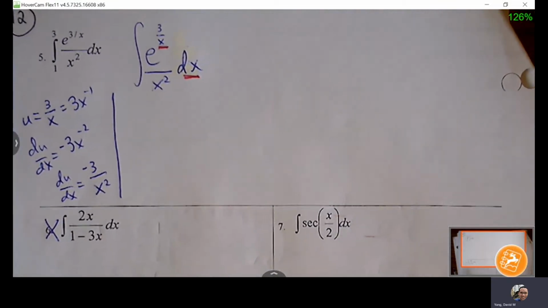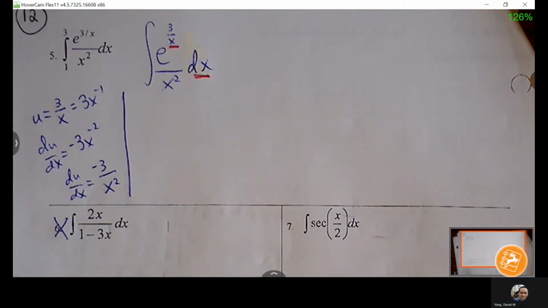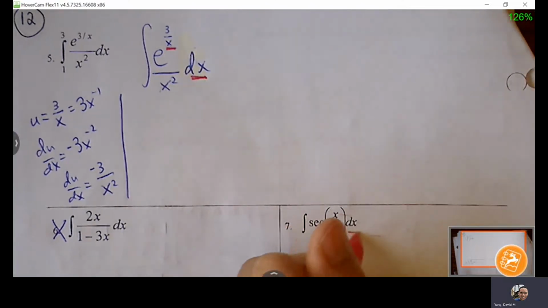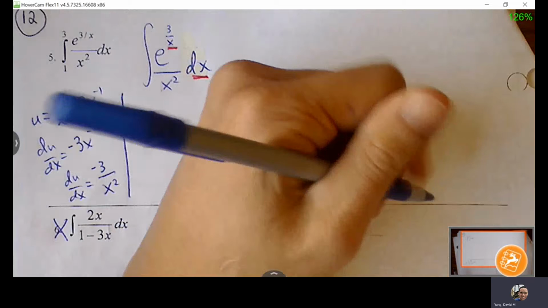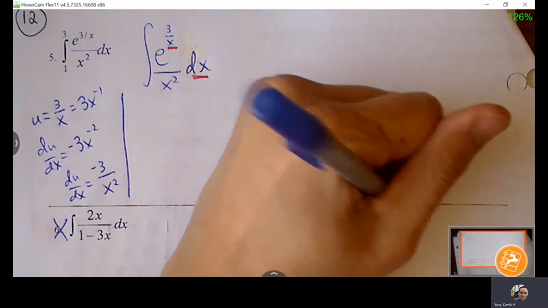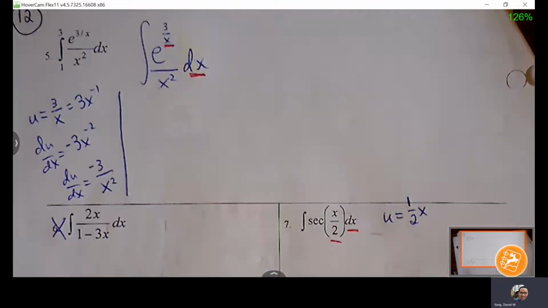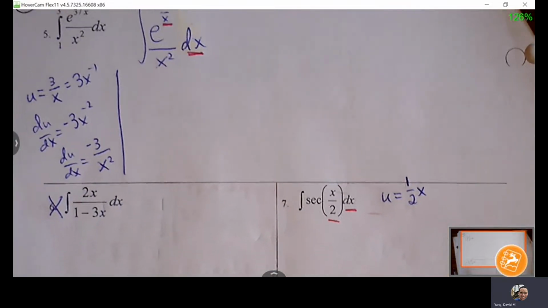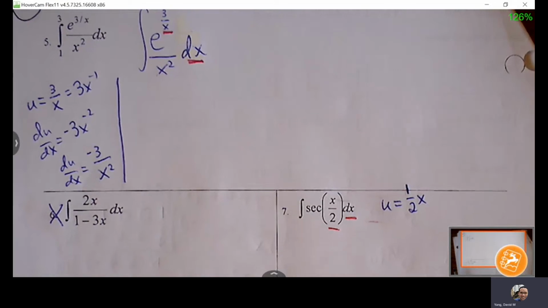Okay, number 7. How would you start number 7? U substitution. What's the u value? Parentheses. What's another way to write x over 2? 1/2 x. I think we prefer that. You don't have to, but I know we prefer that form. It's a little bit less confusing.